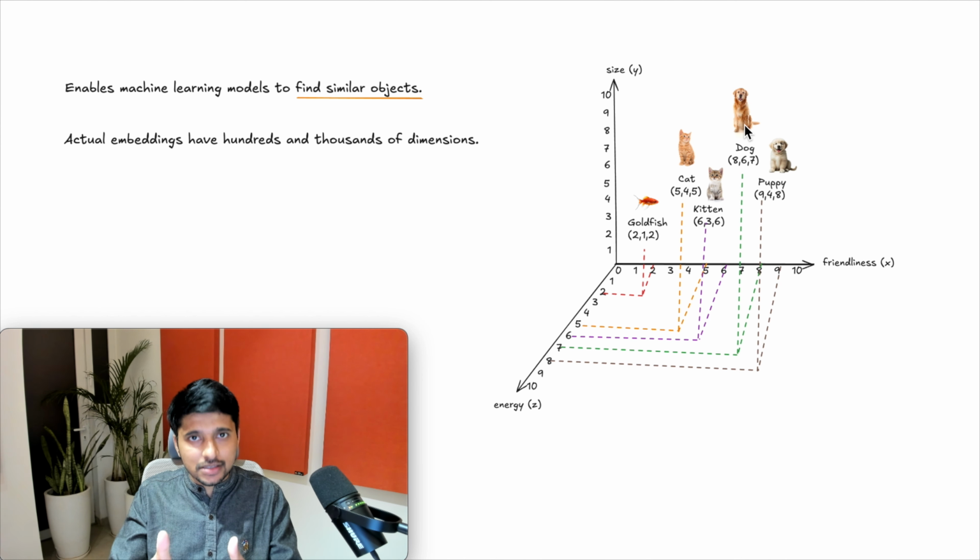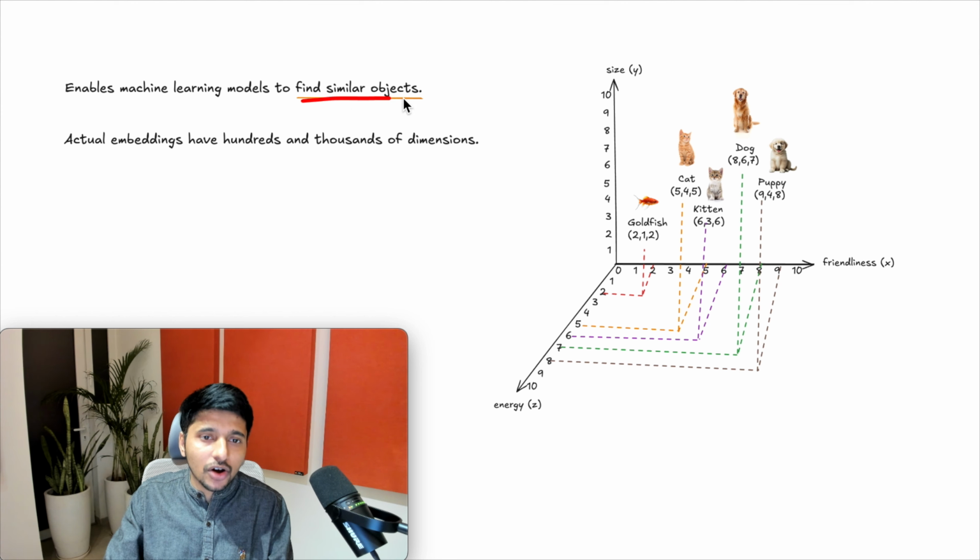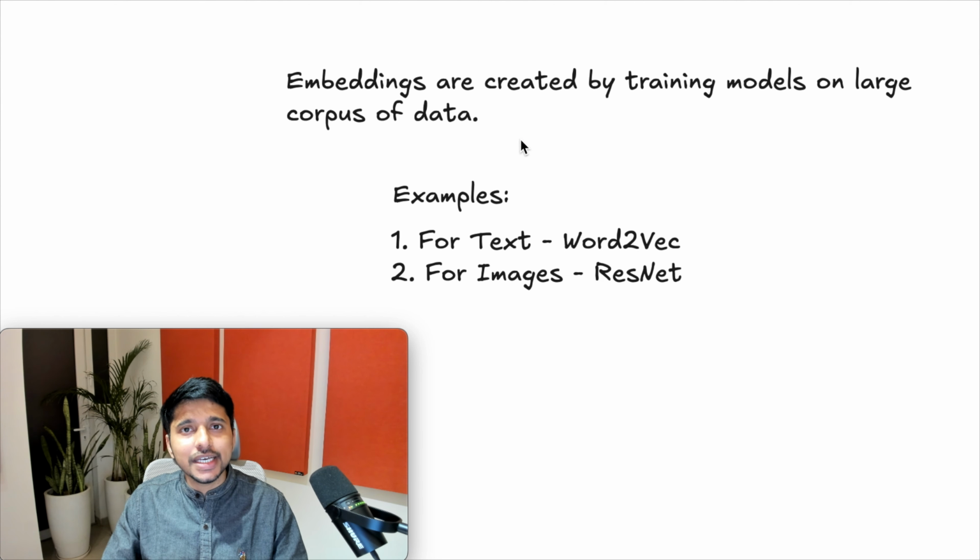And if you see this, this embedding is going to help us in finding similar objects, because we can easily calculate the distance between two objects at any point in time. So this is how the embedding helps us in finding the similar objects. And now we are going to discuss the examples and the use cases of the embeddings.